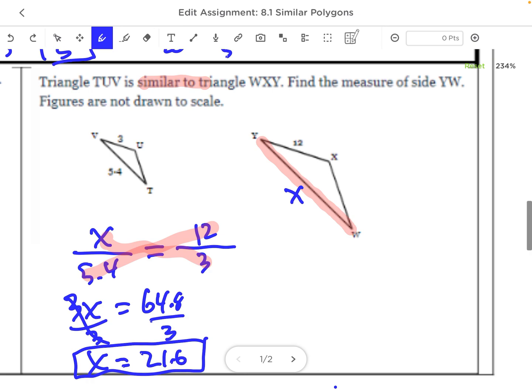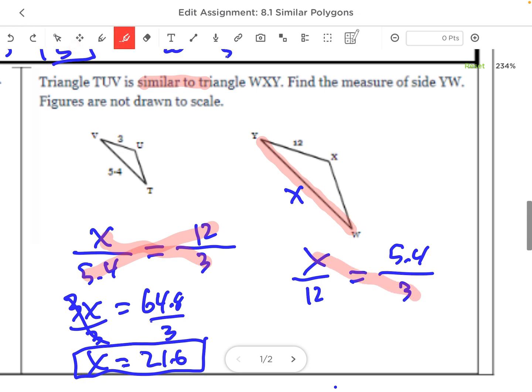But what if I set it up differently, right? What if I said x right there, but instead of doing x over 5.4, I said x over 12. That would be proportional to what? What would I put over here? If I put x over here, that would mean up here would be 5.4, right? Good. So if I said x and then 5.4 and I said 12, what would go here? That would be 3, right?